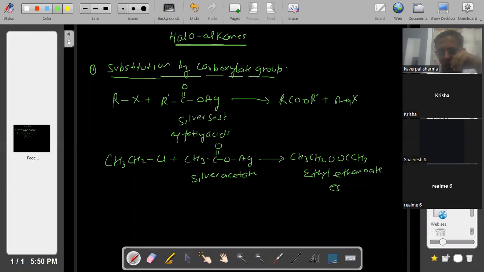This is ester. Esters are sweet smelling compounds, plus AgCl. So these are alkyl groups. This is also a methyl alkyl group. This is silver acetate, and you got ethyl ethanoate and AgCl. This is the ester. Okay.